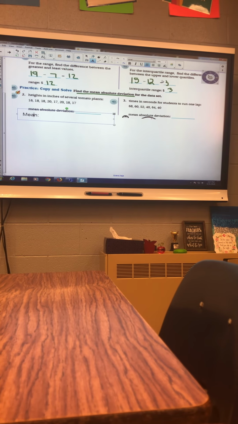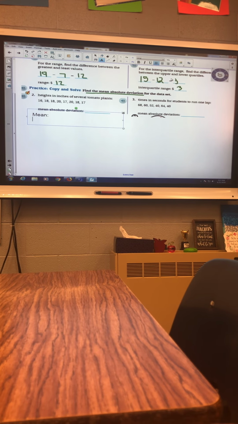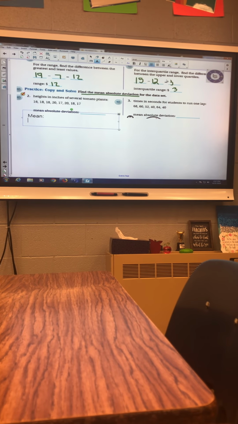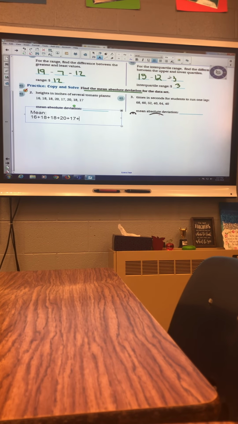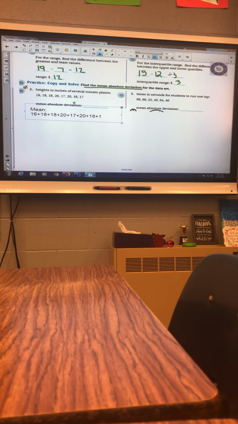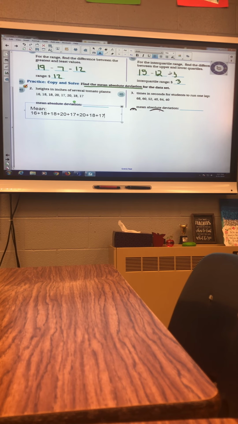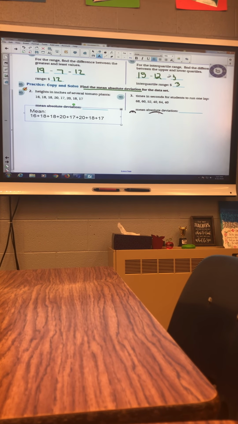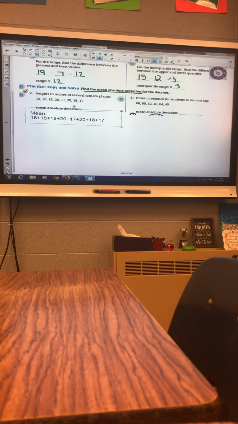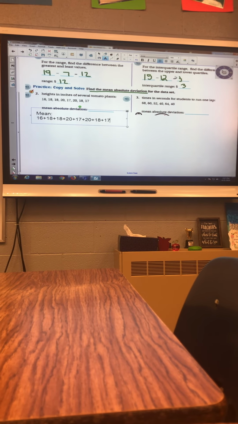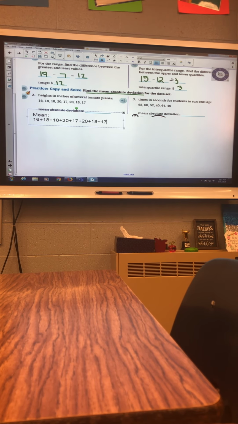So we add up all of our values. So we have 16 plus 18 plus 18 plus 20 plus 17 plus 20 plus 18 plus 17. You of course can use your calculator, which is what I'm going to do. That gives me 144.